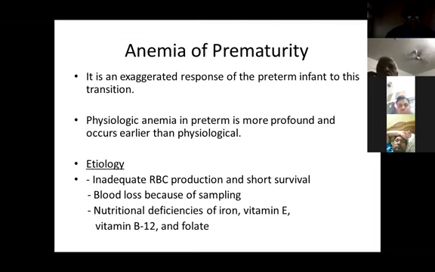Then what is anemia of prematurity? It is an exaggerated response seen in preterm infants during transition. Physiologic anemia in preterm is more profound and occurs earlier than physiologic anemia in term infants.